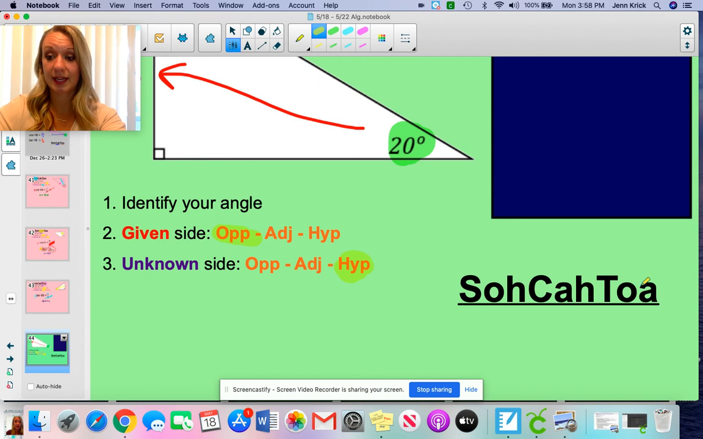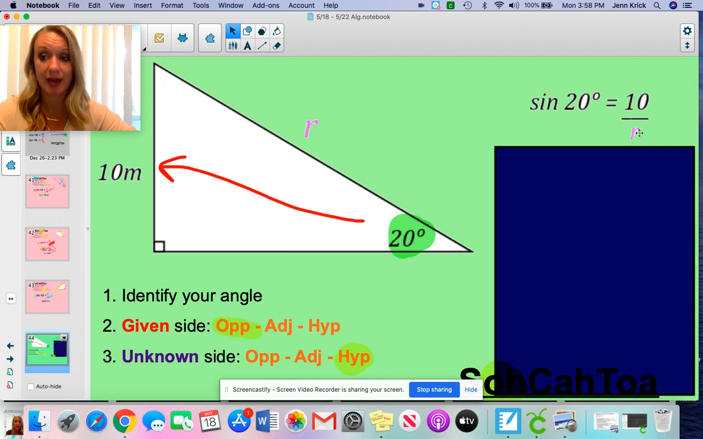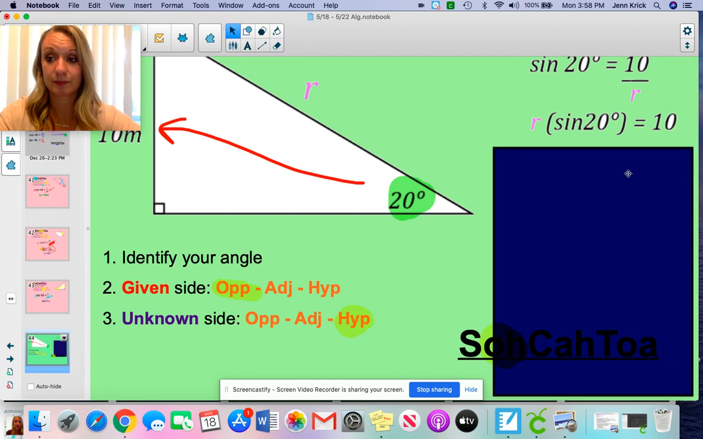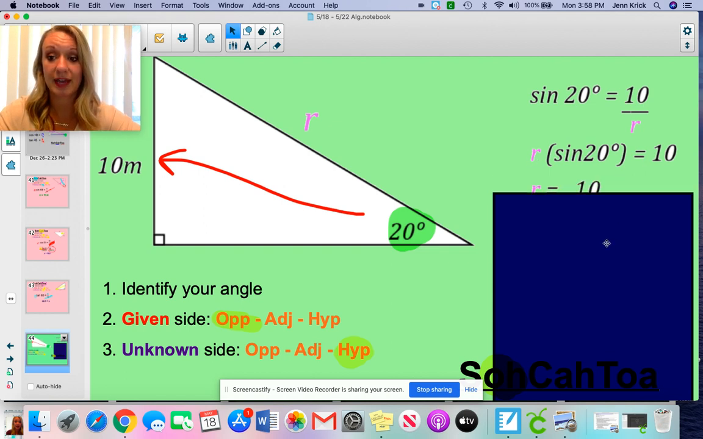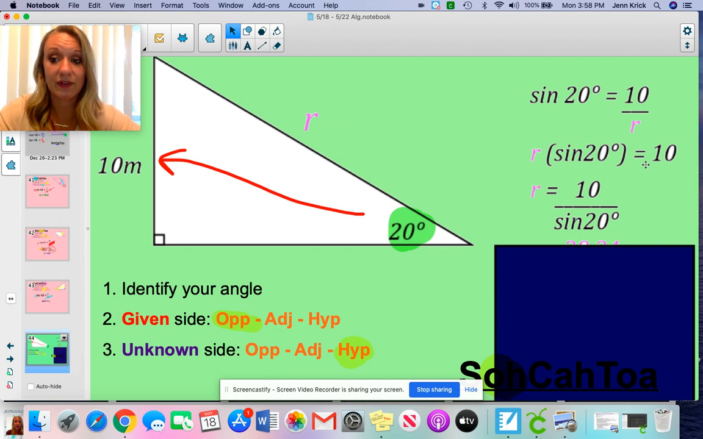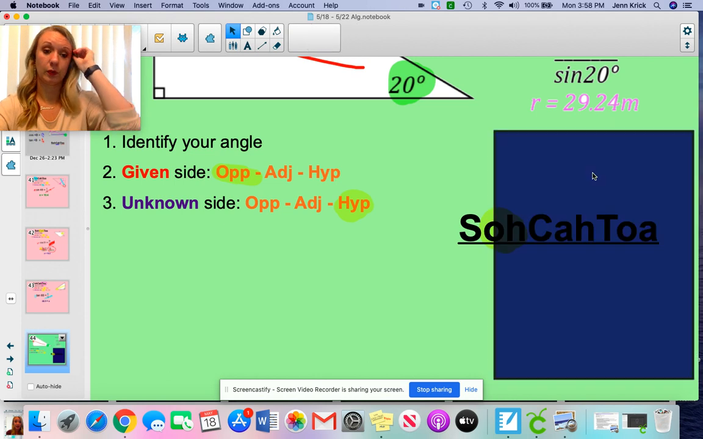Where do you see opposite and hypotenuse? Well, I see that right here, which means that I'm using the sine function. So the sine of 20, because 20 is our angle, is equal to 10 over r, opposite over hypotenuse. This is another problem, though. When you've got this r in the denominator, we're going to multiply it to both sides. When we did it on this side, it canceled out. So now I've got r times sine 20 equals 10. All you need to do is divide both sides by sine of 20, and you get about 29.24.